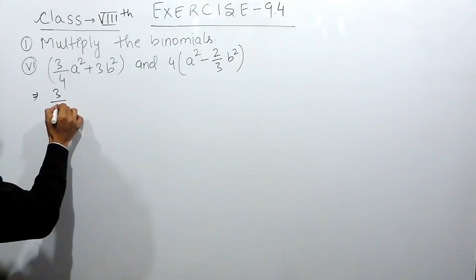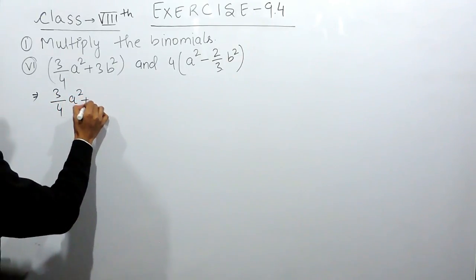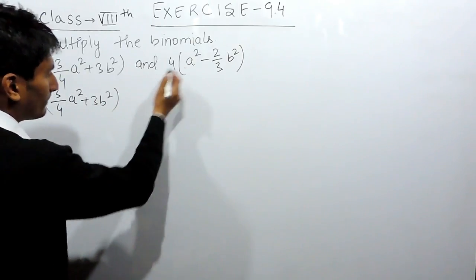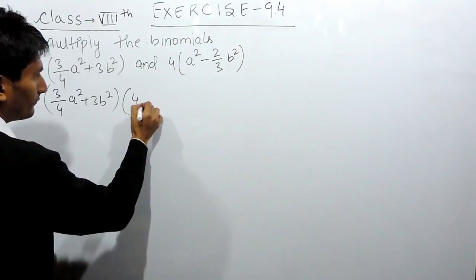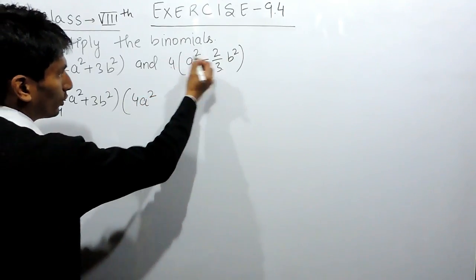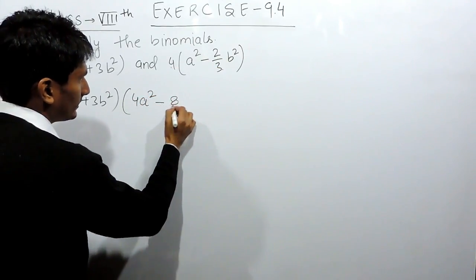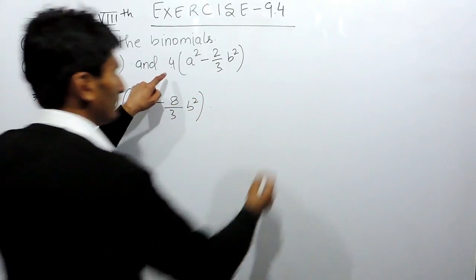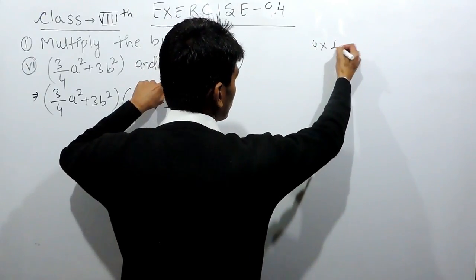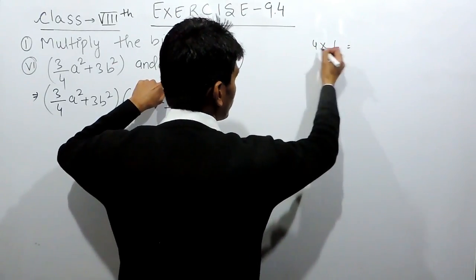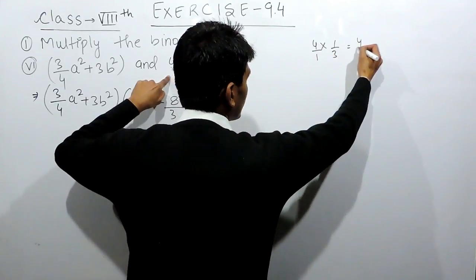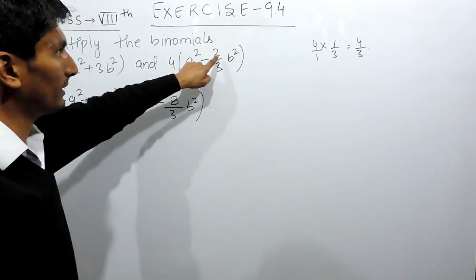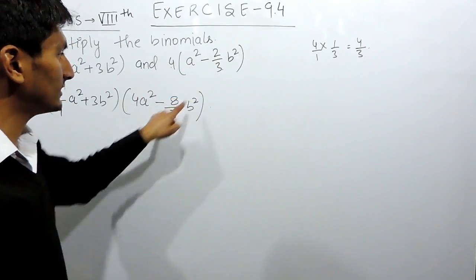So 3 by 4 a square plus 3b square will remain as it is, and when this is multiplied inside the bracket, this will become 4a square, and this 4 multiplied by this will give 8 by 3b square, because we know that we have to multiply numerator with the numerator and denominator with the denominator. Same case here also. So this 4 will be multiplied by 2, 8, and this 3 will remain as it is.